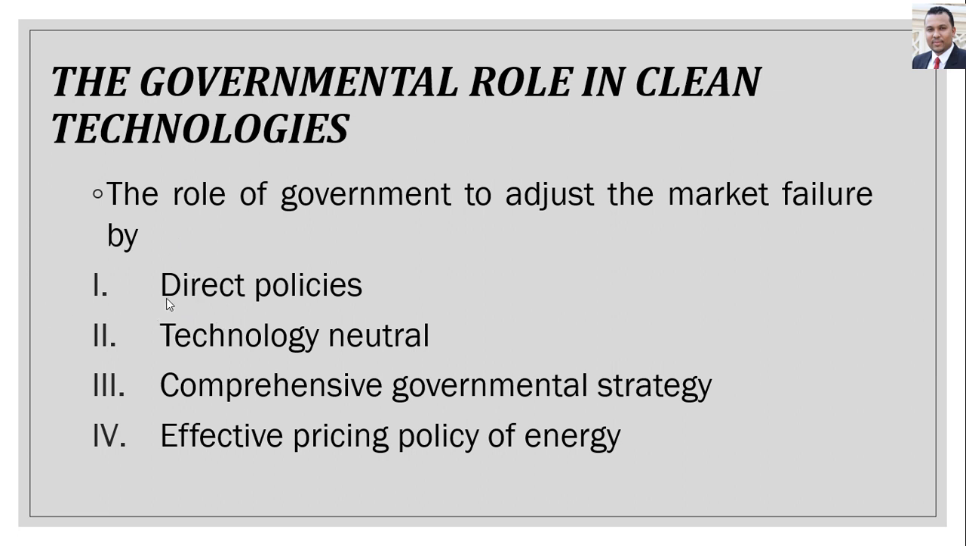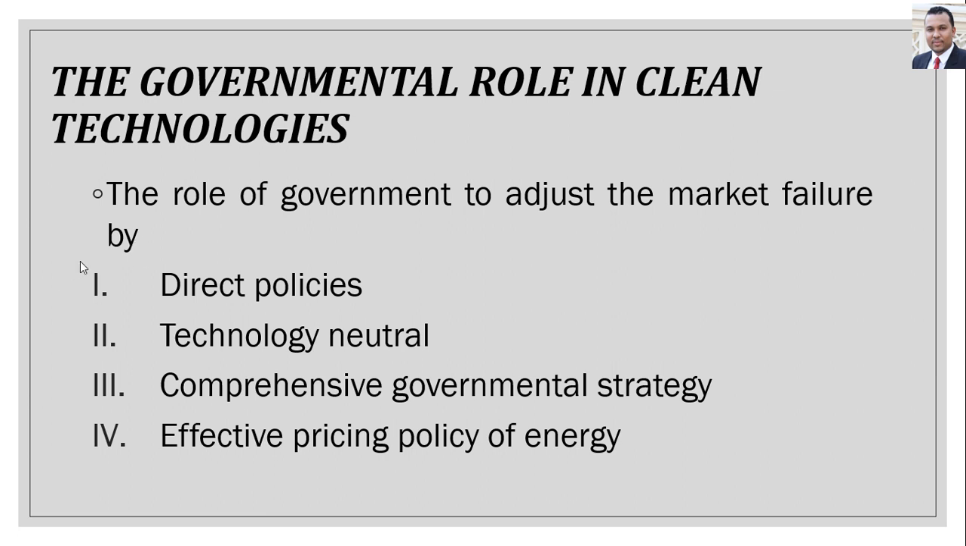The next, technology neutral. In this case, the governmental policies must be technologically neutral. In other words, we can describe it as neutral for technology. So the governmental objectives and tools must be directed to facilitate clean technology. In this case, the government plays the key role to support the sector of clean technology and eliminate the crowding out effect.